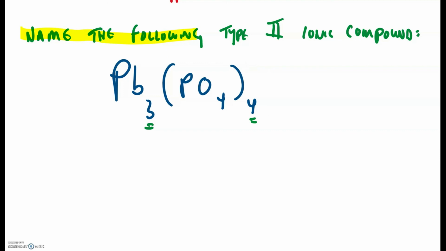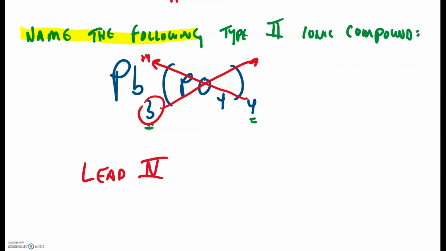Another way of doing it is what we call the reverse drop and swap, where we simply say, this is going to be the charge on this ion, and this is going to be the charge on this ion. And so that makes this lead with a charge of +4, and so we'll say lead 4 phosphate. There are some people that like to include parentheses around their Roman numerals, but I don't really think that's necessary because we're already putting parentheses around our polyatomic ions.